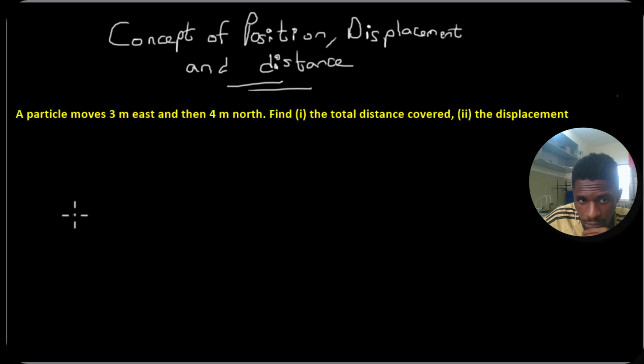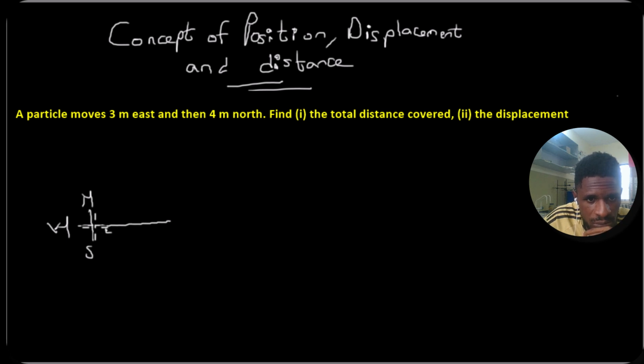So firstly, let's draw a cross like this that signifies the 4 cardinal points. So for the first part of the question, we're told that the particle moves 3 meters east. In our 4 cardinal points, we know this is the north, this is the west, this is my east, and then this is my south. So I'm moving 3 meters east in such a way that looks like this.